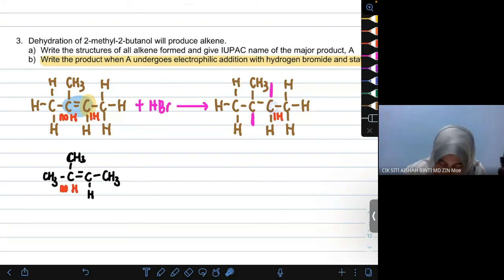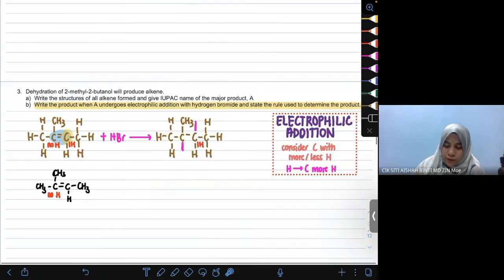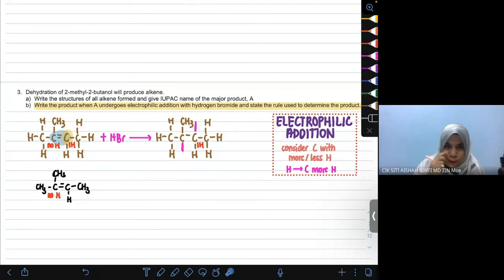Dalam kes ni we have HBr. So we're gonna add one hydrogen, one bromine. Okay. And based on the Markovnikov rule tu, senang nak ingat, hydrogen, it would like to be added to the carbon with more hydrogen. So maknanya HBr tu, kat mana banyak hydrogen, this one. Sini yang hydrogen. So this one will be our bromine. Okay. So that is the solution.